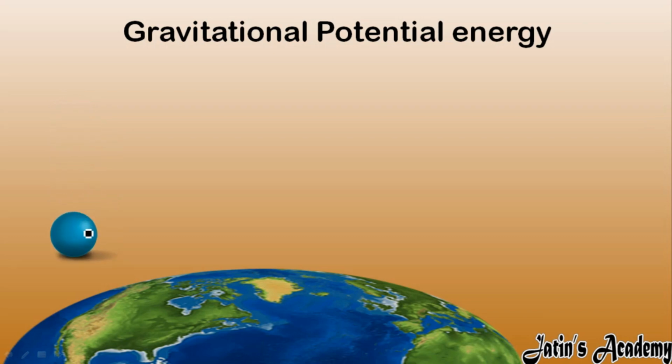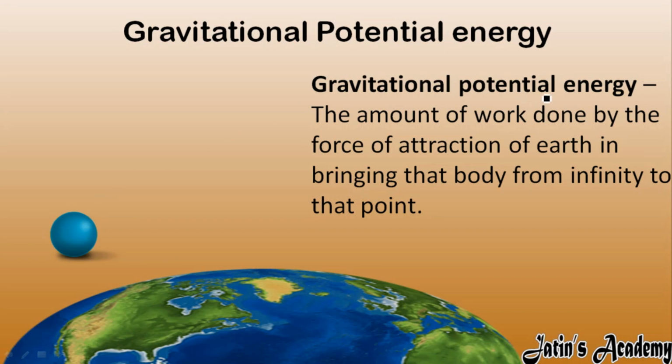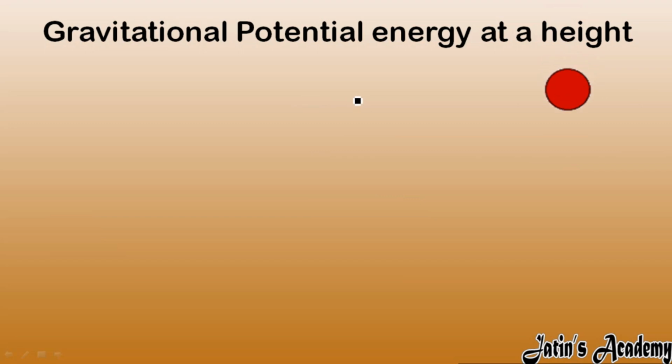Now see the definition. Gravitational potential energy is basically the amount of work done by the force of attraction of earth. The force of attraction of earth is doing work on this body, and it is bringing the body from infinity to that point. So this is basically gravitational potential energy. Clear? Next we have the gravitational potential energy expression.